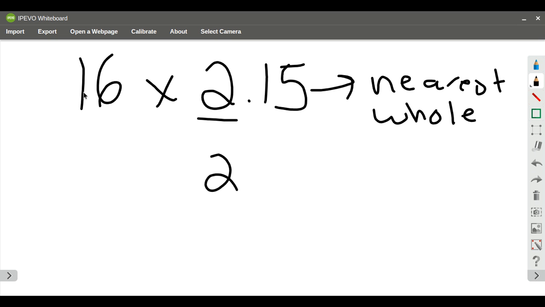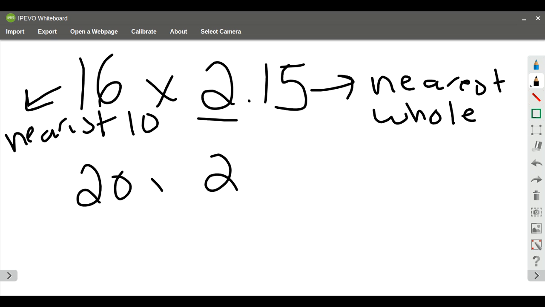And then 16, because I'm going to round first, I'm going to round to the nearest 10 because that's my closest place value. So 16 is going to become 20. So 20 times 2 is going to be $40. So that's the rounding. I rounded to the nearest whole number, which is a place value, and to the nearest 10, which is another place value.